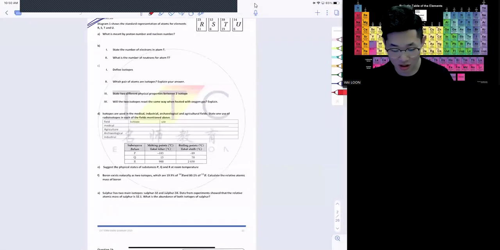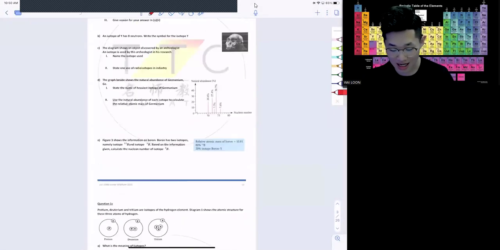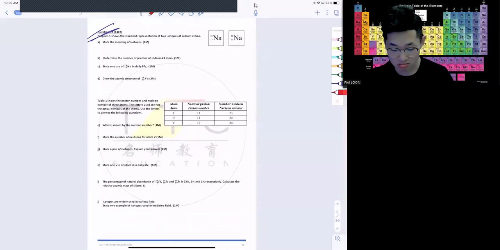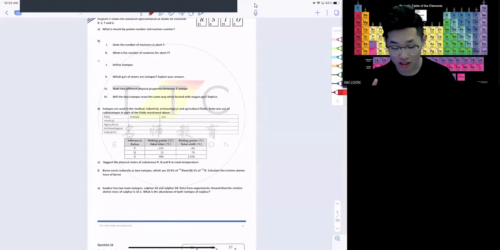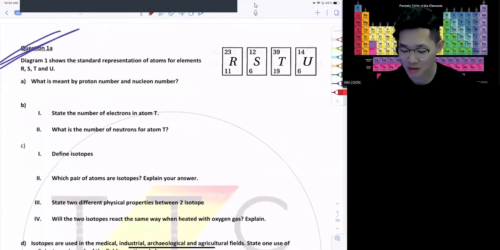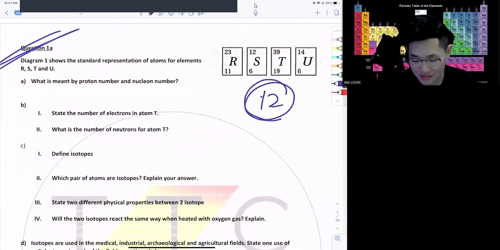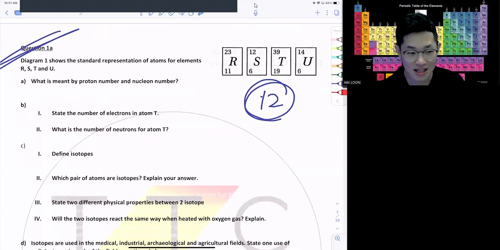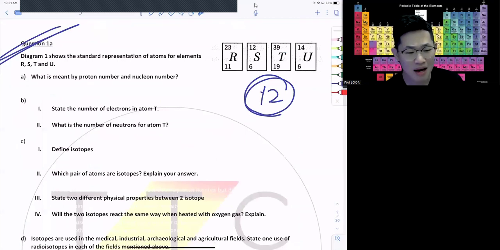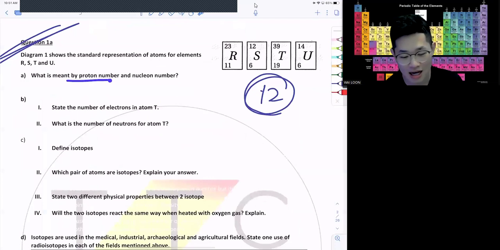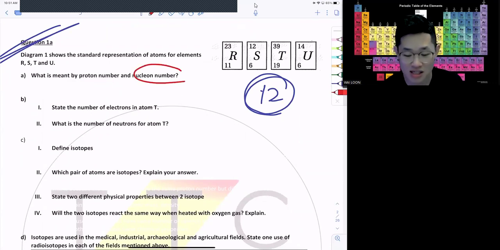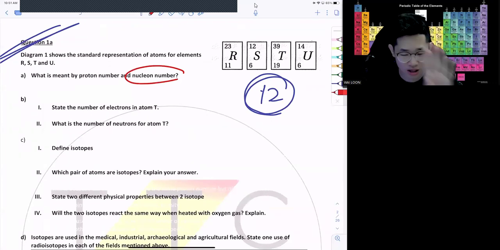Okay, we do two questions. We have to be fast. Page number 12. They ask what is meant by proton number and what is meant by nucleon number. Don't refer to the notes. I want you to write the definition for nucleon number first, which is the one you copied just now. Don't refer to the notes.